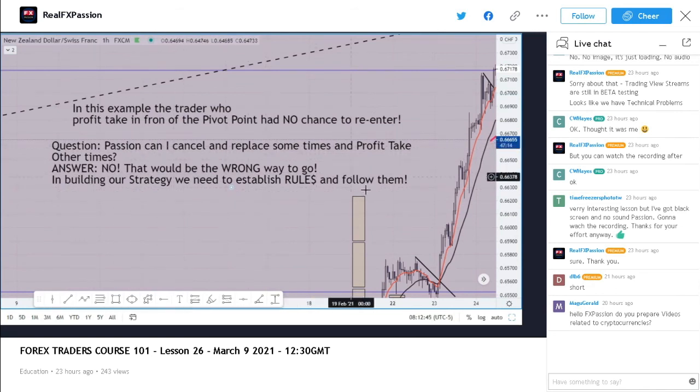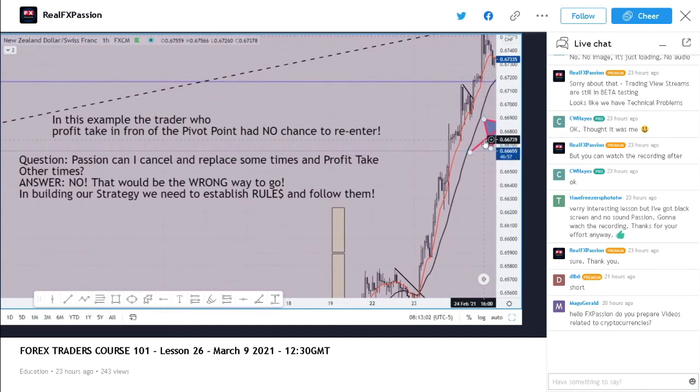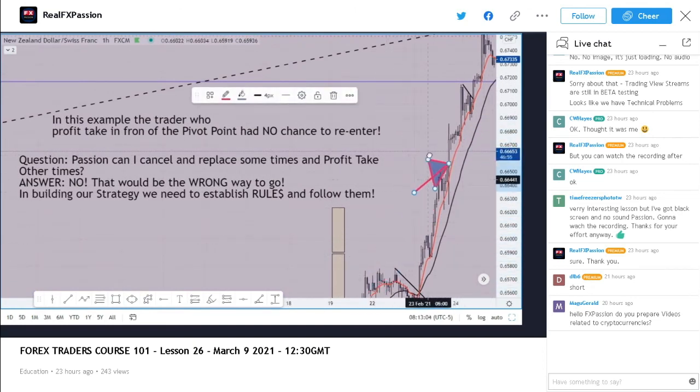Can I cancel and replace sometimes and profit take other times? No, that would be the wrong way to go. In building our strategy, we need to establish rules. This means that if you are going to cancel and replace, cancel and replace always. If you are going to profit take 15 pips in front of the pivot point, profit take always 15 pips in front.